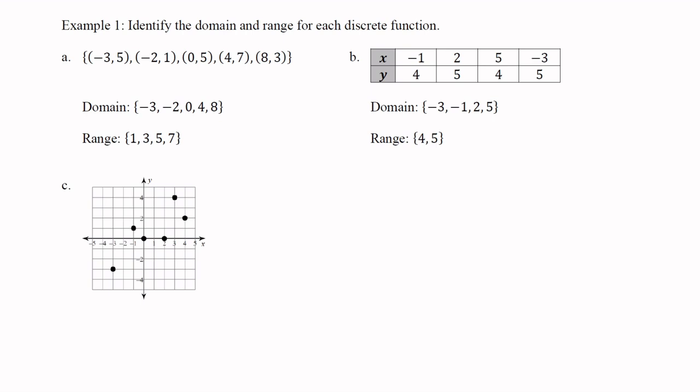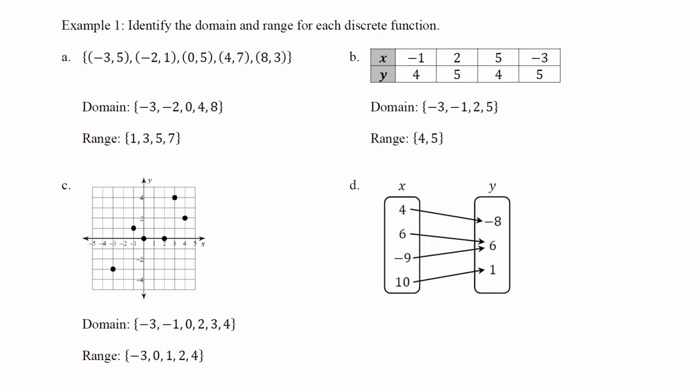For C, we have a graph. So here, I would follow the x-axis from left to right and write down all of the x values in which there is a point either below or above it. So we've got -3, -1, 0, 2, 3, and 4. Then start at the bottom of your graph and write your range values. So look along your y-axis and write down all the y values that have a point either to the left or to the right. So we have -3, 0, 1, 2, and 4.